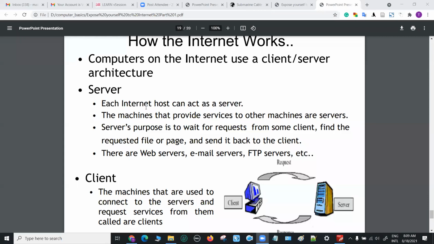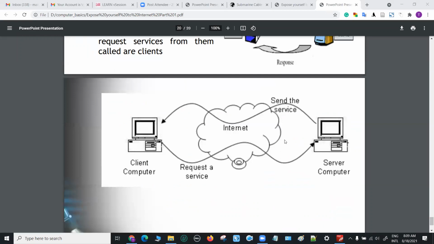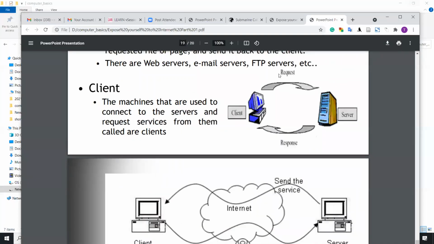Right. So last time we were discussing how the internet connection works and what the client server architecture is. For today, we are going to discuss types of internet connections. This topic is very important and interesting, so let's move on.